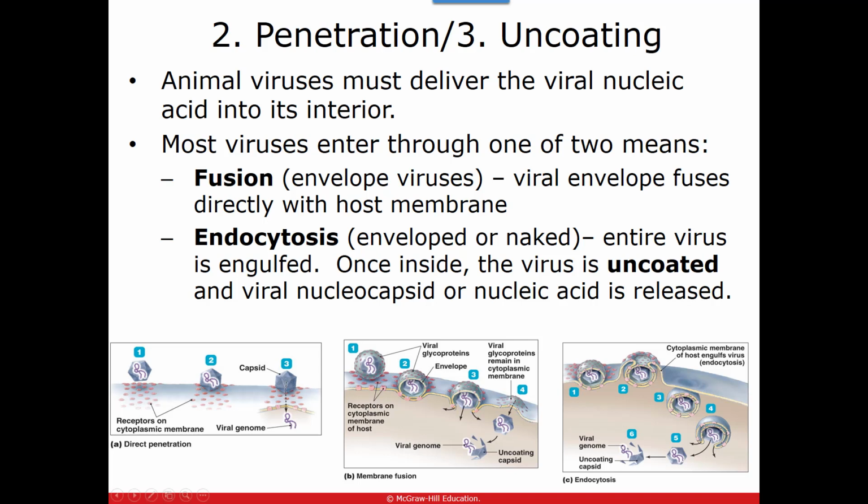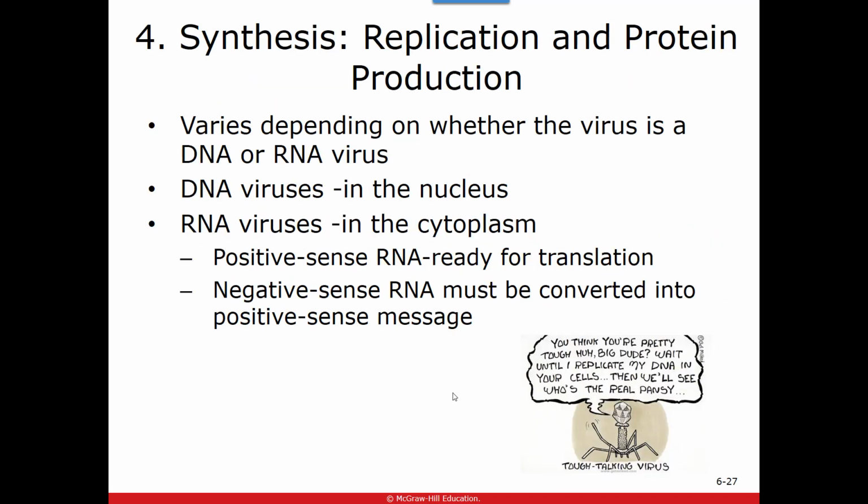Now, once you've got that genetic material inside of the cell, you have the synthesis. You have to make the parts. Well, you have to make DNA, and you're going to have to make RNA. If it's a DNA-containing virus, all the new DNA is made in the nucleus. If it's an RNA-containing virus, all of the RNA is going to get made in the cytoplasm. It's where you find DNA, and it's where you find RNA in our cells. If it's an RNA virus, the positive-sense strand that's made is ready for translation. If it makes the negative sense, it has to get converted into the positive-sense strand.